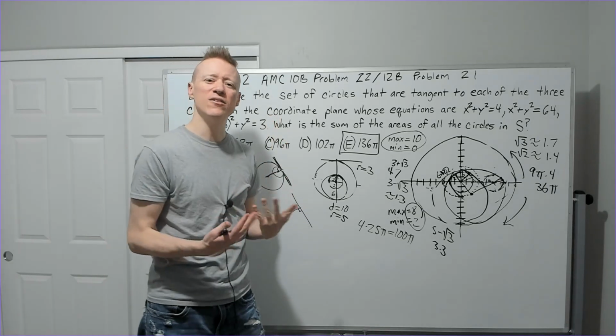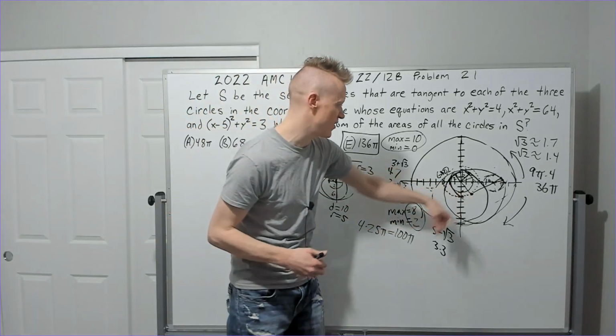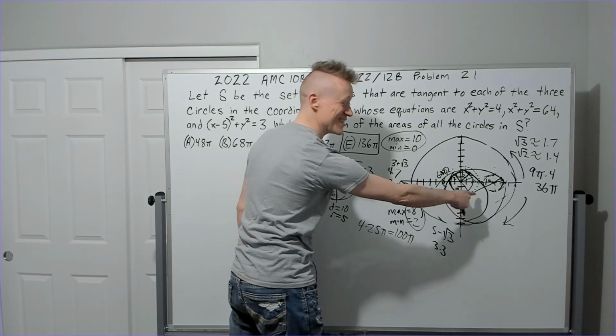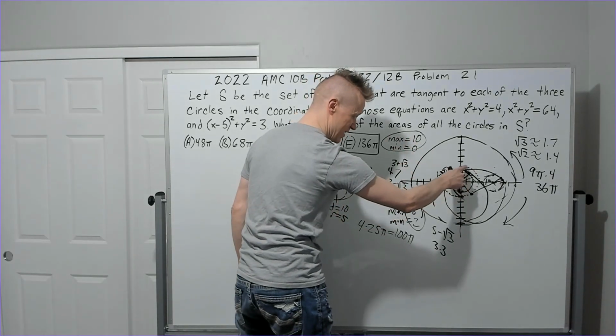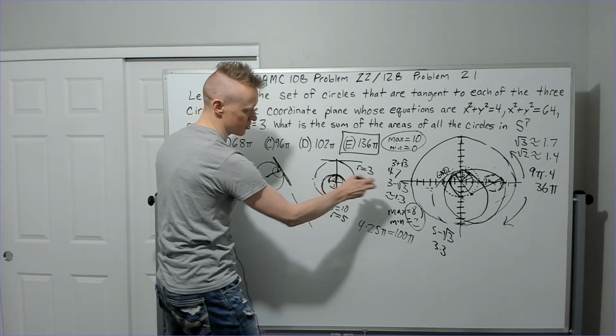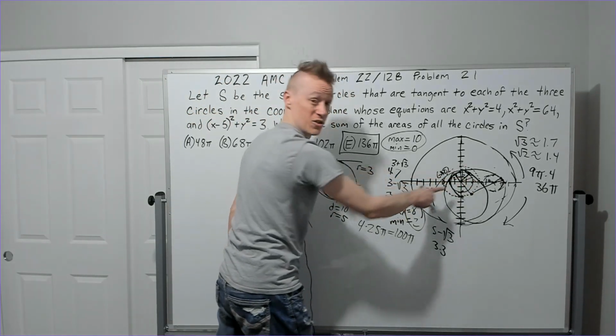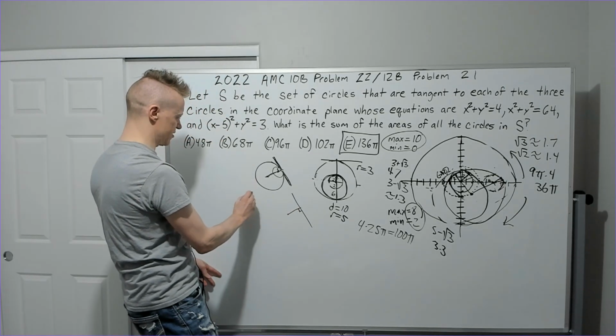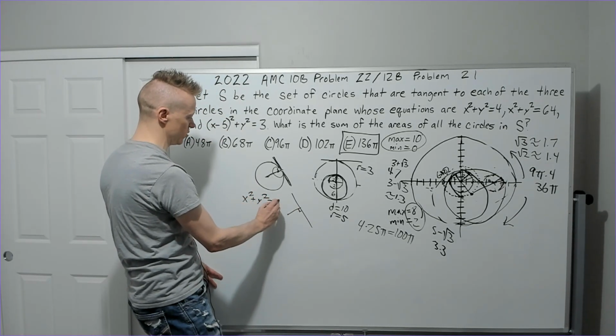Right? Just a slight variation. How could you find that x value? Well, let's think about it. We know the center of this circle, that's this circle right here, lies on this dotted circle. Then that is x squared plus y squared equals 9.